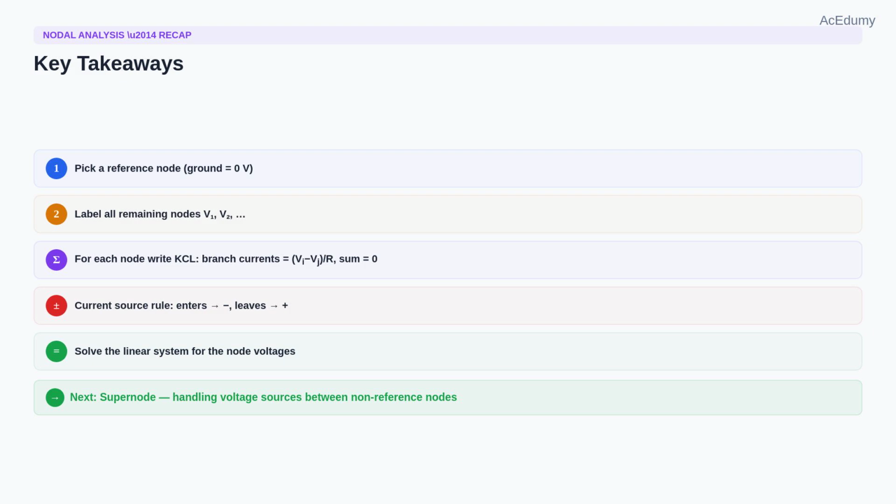In the next video, we'll extend this method to supernodes, which handle cases where a voltage source connects two non-reference nodes directly.